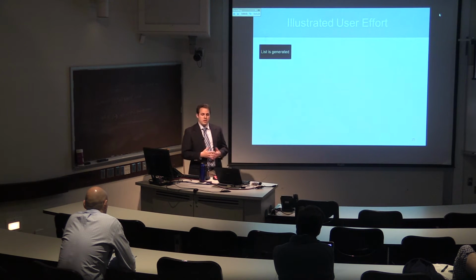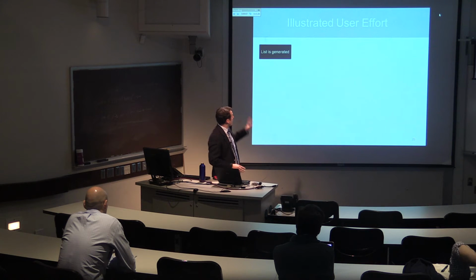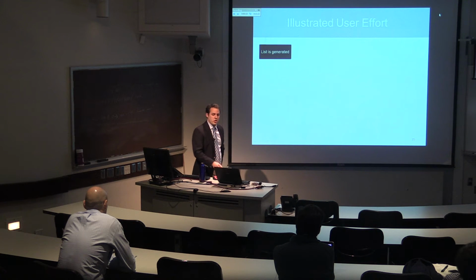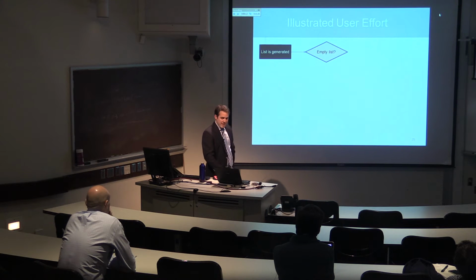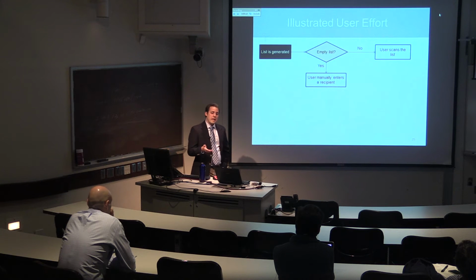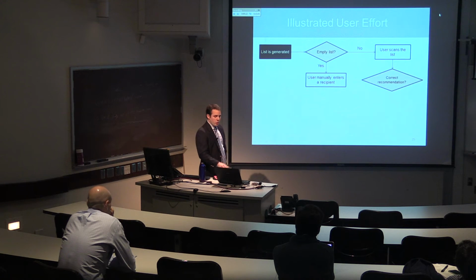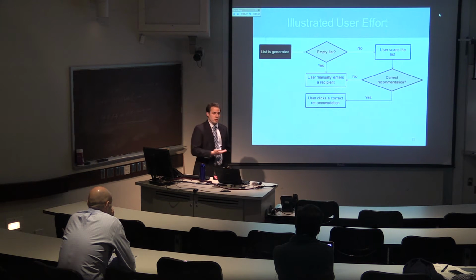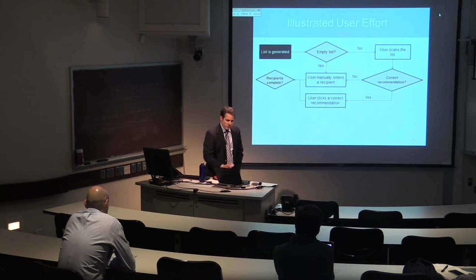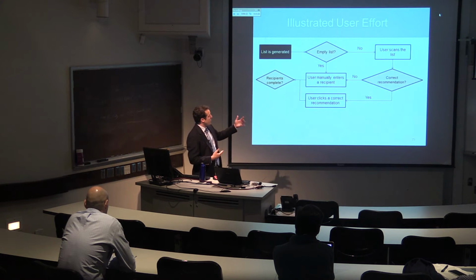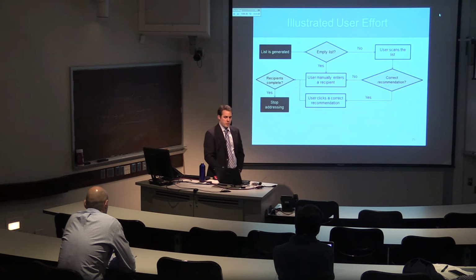To see how that might be done, let's look at a model of how users interact with these recommendation lists. At some point, a list of recommended recipients is generated. If this list is empty, the user must manually enter a recipient. If it is not empty, we assume the user scans that list. If there is not a correct recommendation, the user must manually enter a recipient. If there is a correct recommendation, we assume that the user will click that correct recommendation. If this set of recipients is complete after the user manually enters a recipient or clicks a correct recommendation, we assume the user stops addressing the message. Otherwise, a new list is generated and the process repeats.